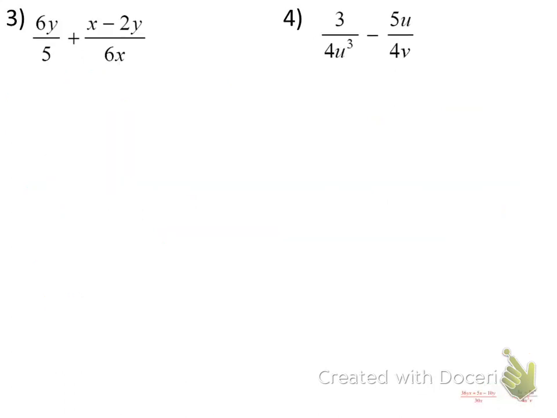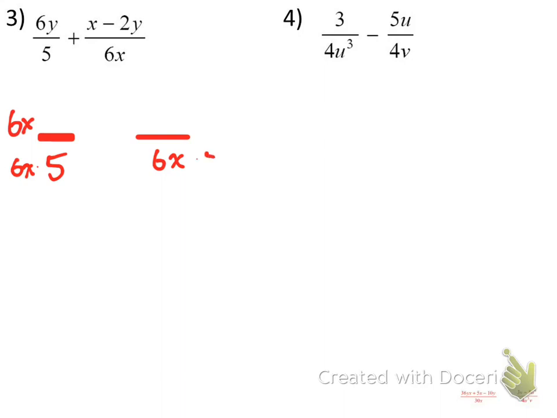Number 3. Okay, I want you to first break down your two denominators. So we got 5 and 6x. I want you to tell me what's the LCM, okay? On your whiteboards, show me. So on this one, you have to multiply by 6x.